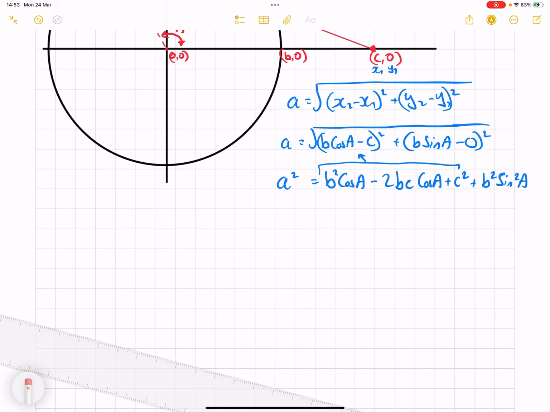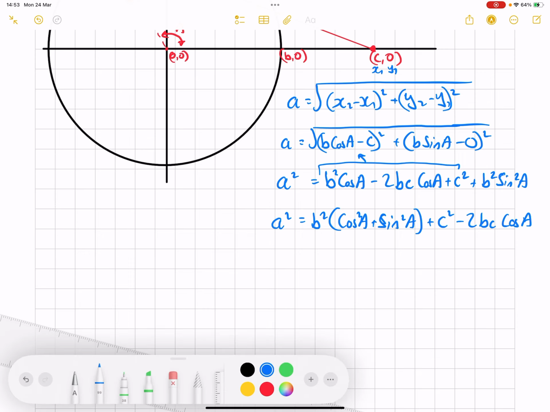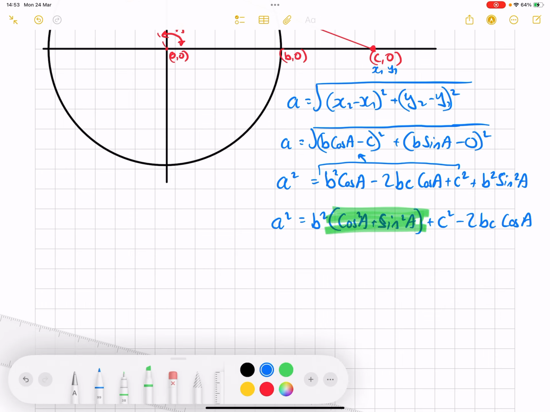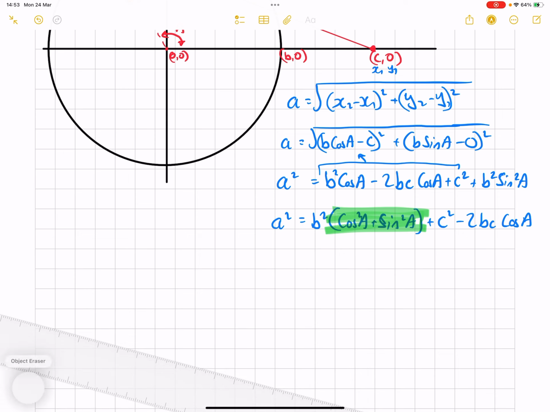Staying working down, I'm going to write this as a squared is equal to, well, I have two b squareds, so I'm going to factorize b squared out of the two terms that have b squared. So it's b squared times cos squared a plus sin squared a. We're going to bring the c next, plus c squared minus 2bc cos a. It's starting to take shape now. And just this last bit here, there's a trigonometric rule in your log tables that says cos squared a plus sin squared a is equal to 1. So I'm going to let all that there equal 1.